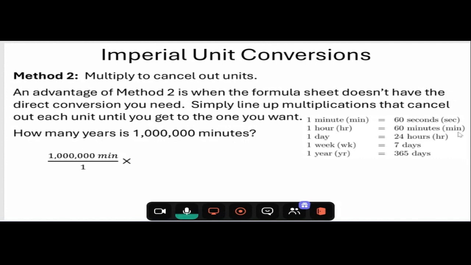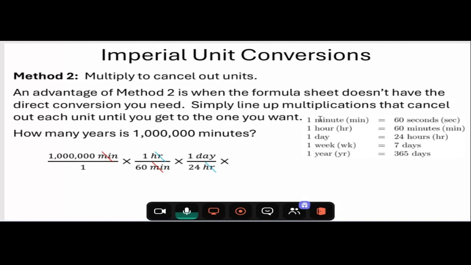And, well, I can put minutes into hours by putting minutes on the bottom and hours on the top. 60 minutes is 1 hour because the minutes cancel out. Now I've converted to hours. I don't want hours, so I keep going. 24 hours in a day. I put the hours on the bottom because now the hour units cancel out.